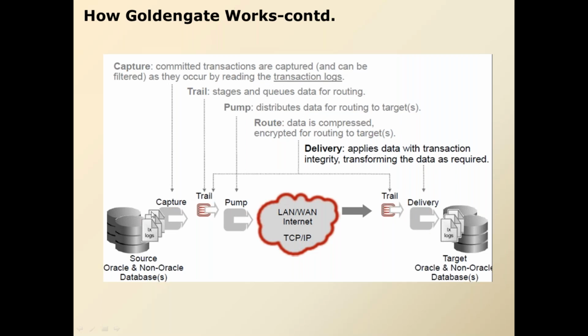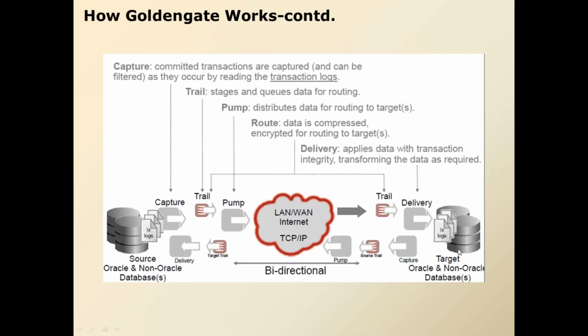So the capture process extracts the data. The work of the capture process is to extract the data from the source database, and the work of the delivery or replicate process is to replicate the data, or apply the changes, to the target database. The capture process captures the data and writes to the local trail. The pump process reads the data from the local trail, sends it over the TCP/IP network and writes to the remote trail. And then the replicate process reads the data from the remote trail and applies it to the target database. So these are the three processes involved in Oracle GoldenGate architecture.